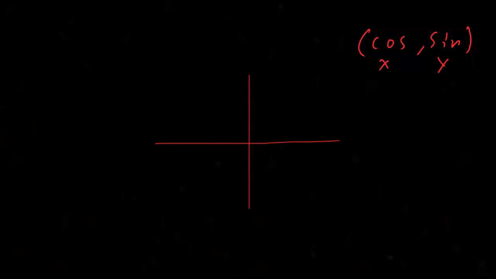For the right point, it would be 0 or 2 pi. For the top point, it would be pi over 2. The left would be pi. And the bottom would be 3 pi over 2.